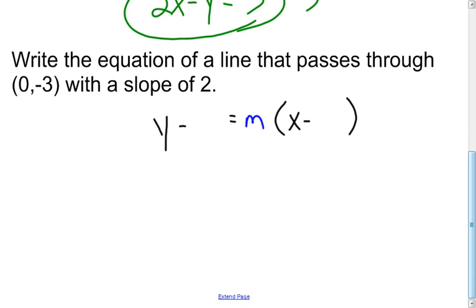Remember, your slope is right here. Coordinates of your point go here and here. And now I can just plug it in. Have my point, have my slope, put those in the right spots, and we'll be set.